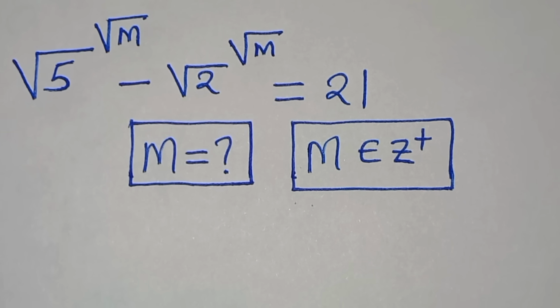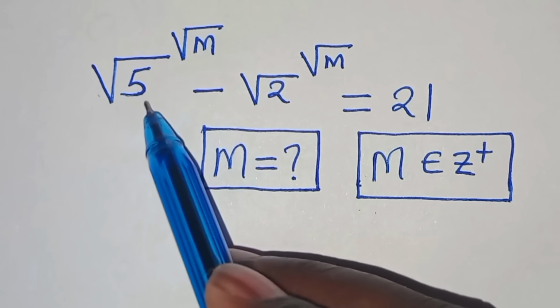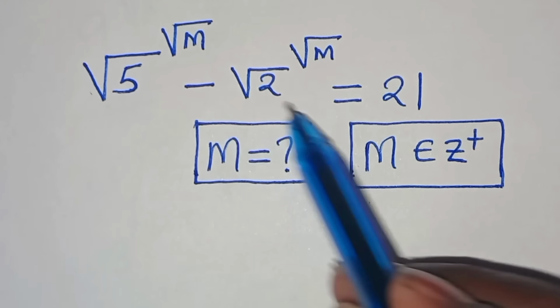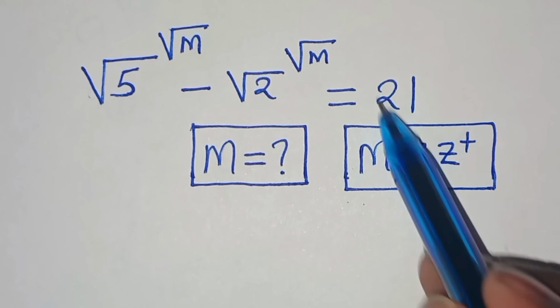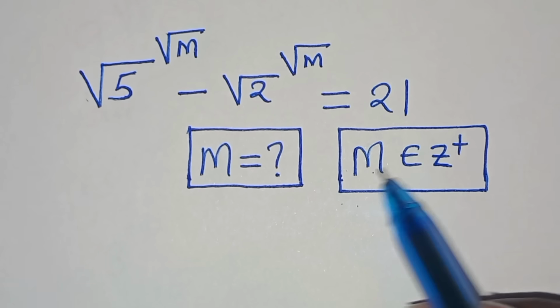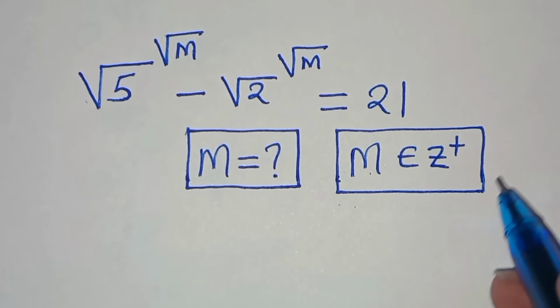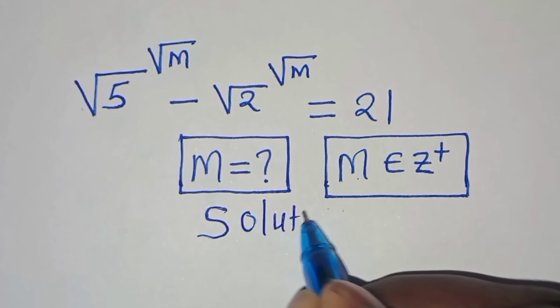Hello everyone, you're welcome to solve this nice algebra problem: the square root of 5 to the power of square root of m, minus the square root of 2 to the power of square root of m, is equal to 21. What is the value of m, given that m is a member of the positive integers? Now let's provide a solution from here.